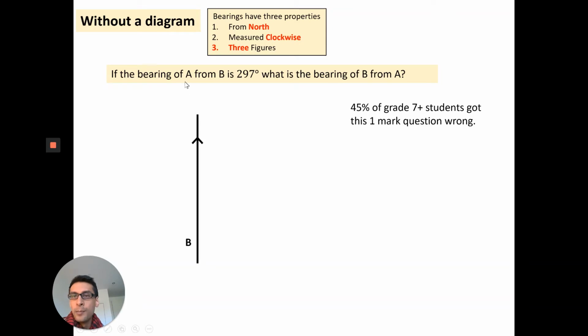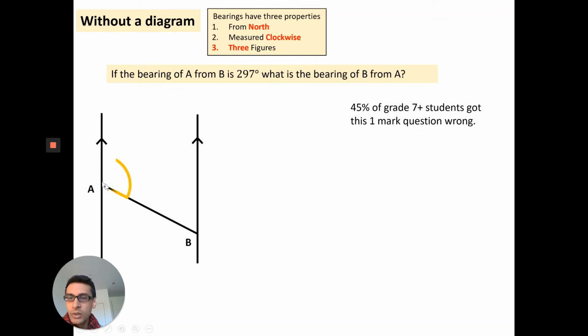So bearing of A from B, the common mistake is people will do 360 take away 297. So if you sketch a diagram out, you'll see why that doesn't work. So we're going from B. 297, well, that's going to be greater than 270. So it's going to go up and to the left. And then I'm going to reach some point A.